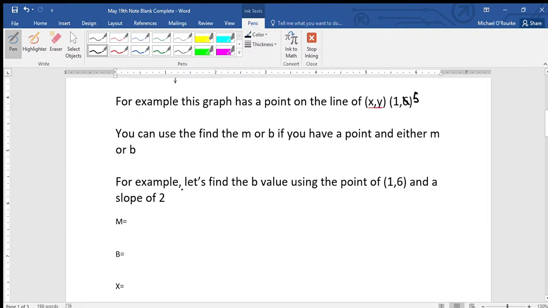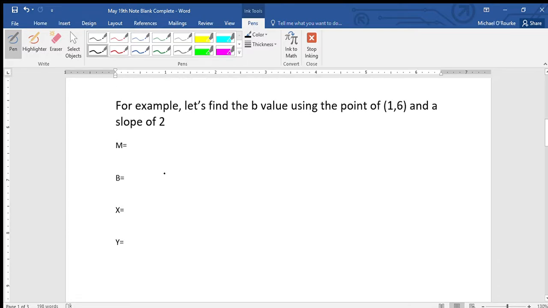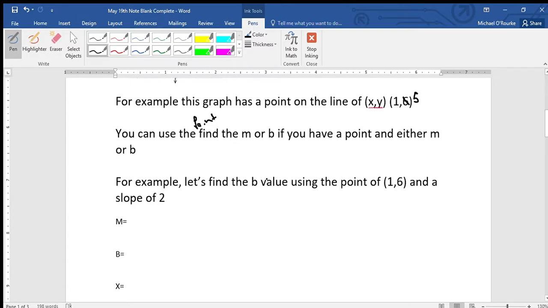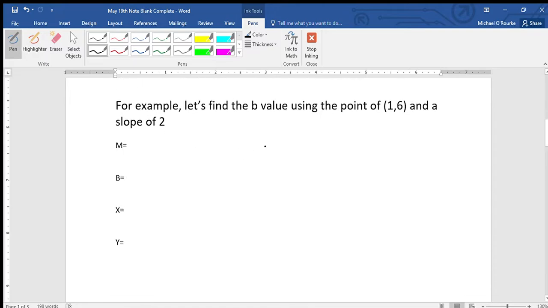So you can use the point, I should say point in there as I edit my note right now, to find the m or b if you have m or b. So for example, we're going to run an example where we know a point and we know a slope. We have to find our b. Okay. So first things first, we know our point.